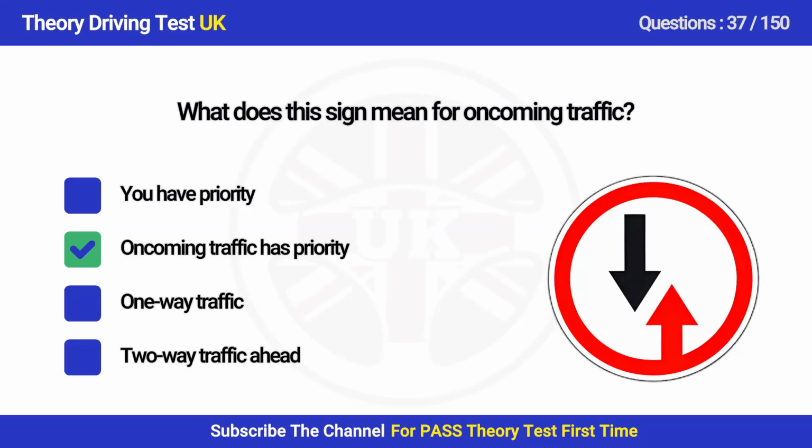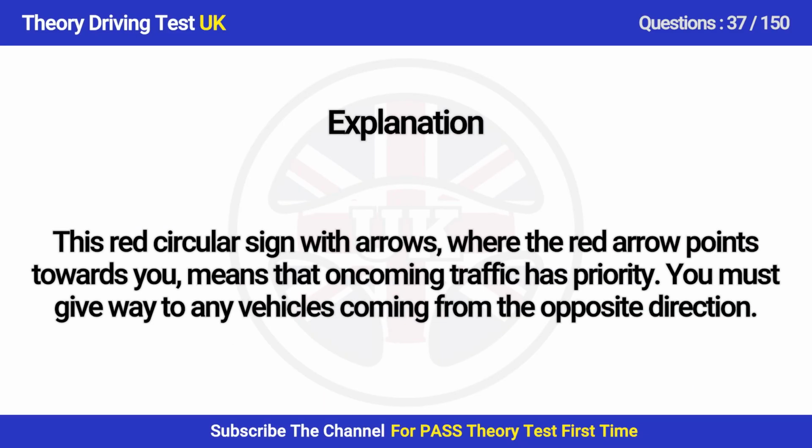Answer is B. Oncoming traffic has priority. This red circular sign with arrows, where the red arrow points towards you, means that oncoming traffic has priority. You must give way to any vehicles coming from the opposite direction.